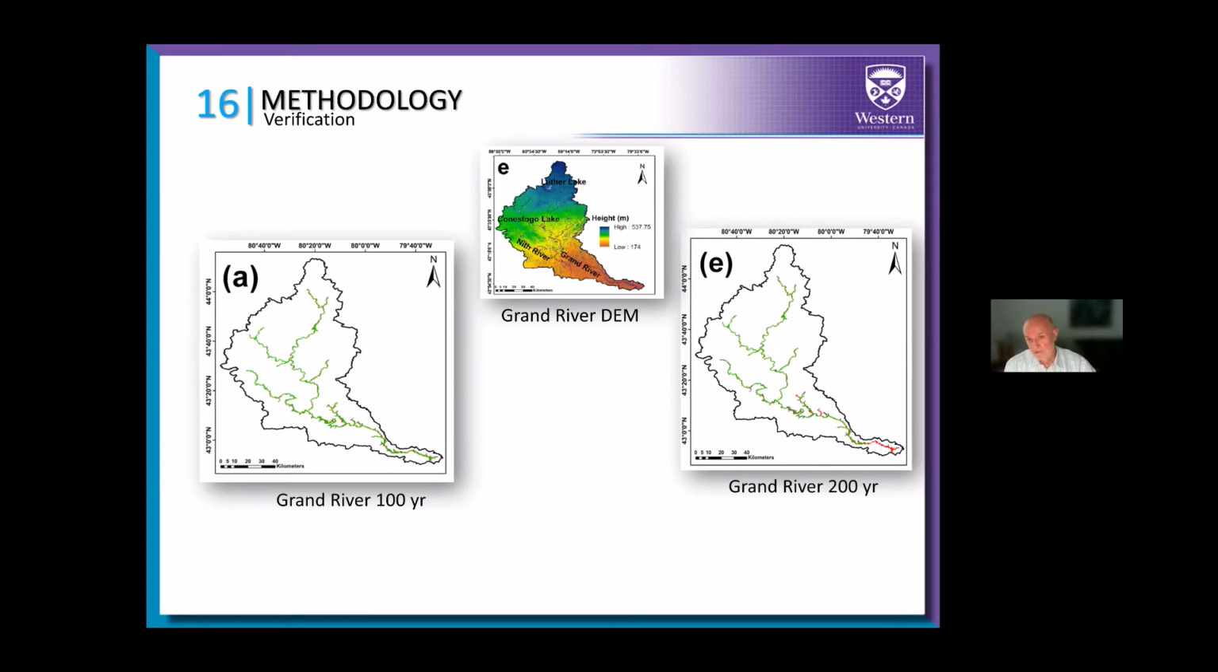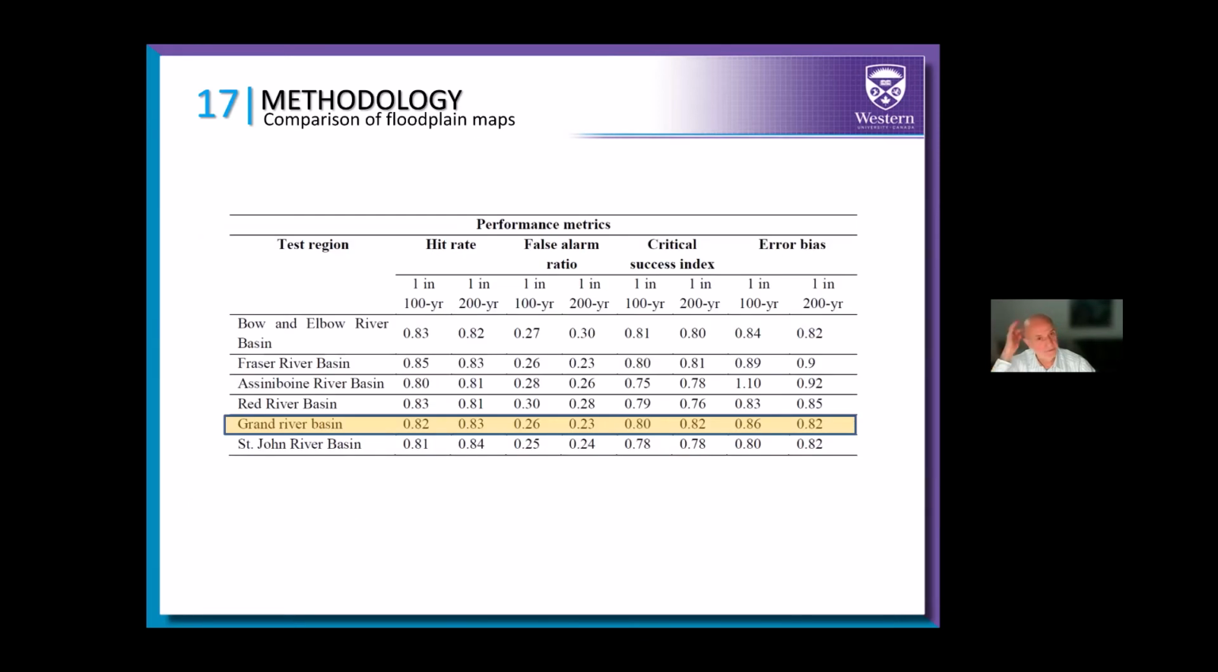However, in spite of the fact that there are some areas of not full overlap, if you look at these performance metrics, the level of accuracy achieved by this global modeling is pretty high, over 80%.